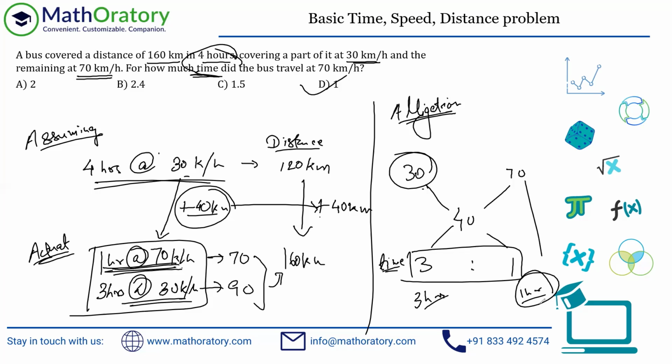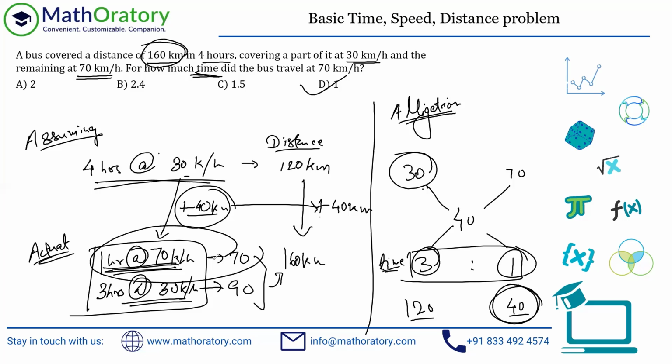But suppose this question had been asking for distance. Instead of asking for time, suppose the question had asked how much distance he covered at the speed of 70 kilometers per hour. Now, in that case, if you assume that this 3:1 is the ratio of distance, obviously you're not going to get the right answer. So you will distribute the 160 kilometers in 3:1. So according to you, it should be 120 and 40 kilometers, right? So this is a wrong answer, because I hope you can see here, he actually covers 70 kilometers at the speed of 70 kilometers per hour.